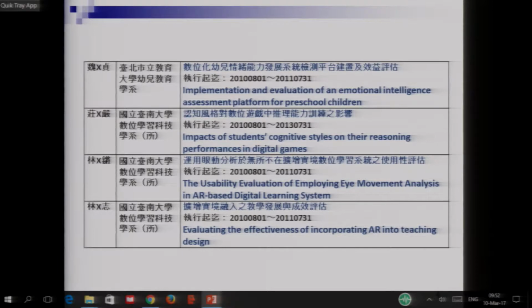Okay, let's look at this interesting title: implementation and evaluation of an emotional intelligence assessment platform for preschool children. Do you think this project will be approved if it is proposed this year? Do you think it has a chance to be approved?